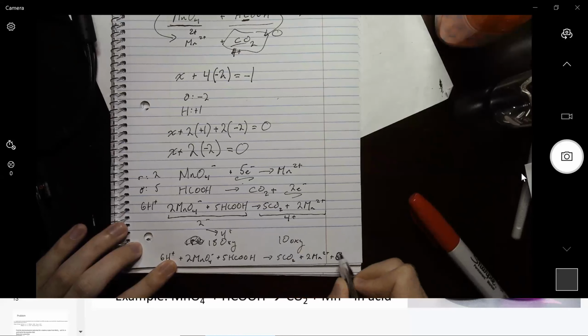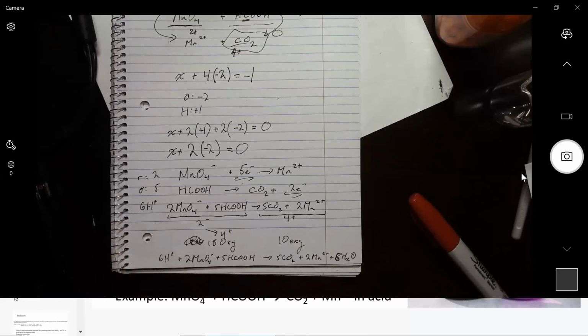Oh, 8. So that's the final reaction. This one is a bit tricky, actually, but if you practice this a lot, it should get easier. Additionally, I just want to make a note.